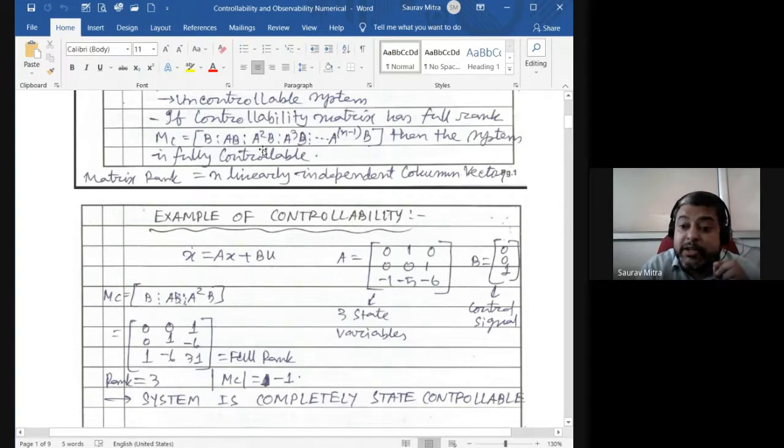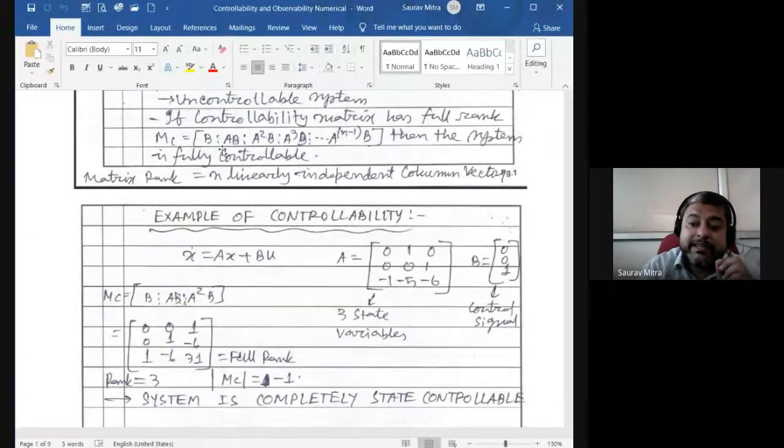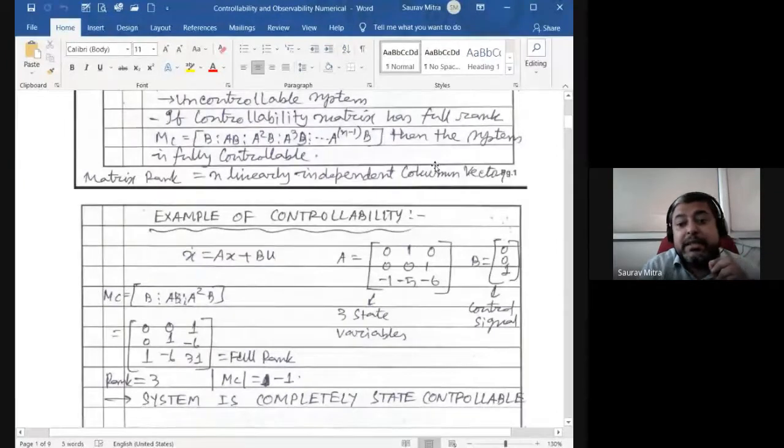If it's a second order system, in that case MC will be B and AB. So you find the determinant of this augmented matrix. Full rank means if the determinant is non-zero, that means it will have full rank. If the rank is less, in that case the determinant will be 0. So we will find that. If the controllability matrix has full rank, we can say that the system is completely state controllable.